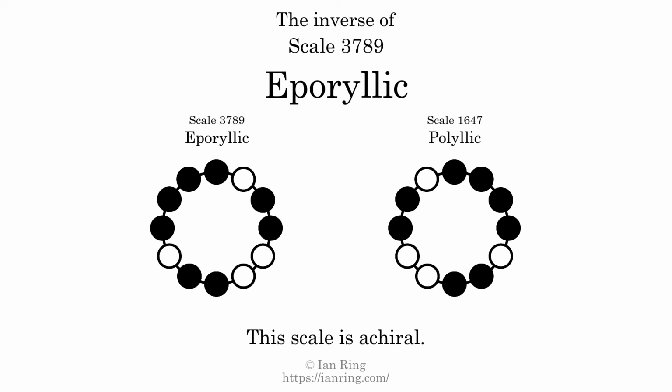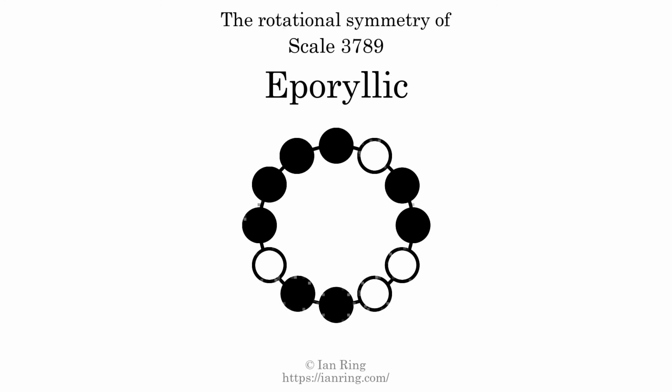The inverse of a scale is a mirror image. It is what you get when the sequence of intervals is reversed. The inverse of this scale is scale 1647, also known as Eporyllic. This scale is achiral, since it can transform into its own reflection by a rotational transformation. This scale has no rotational symmetry.